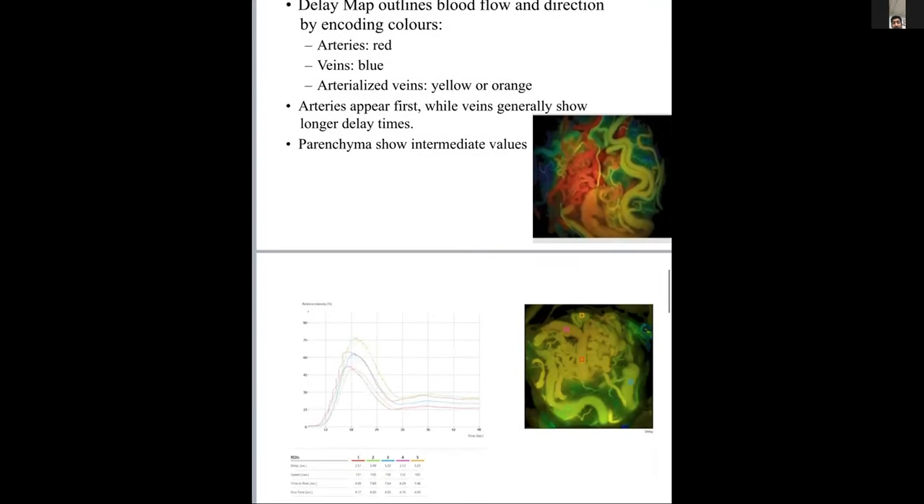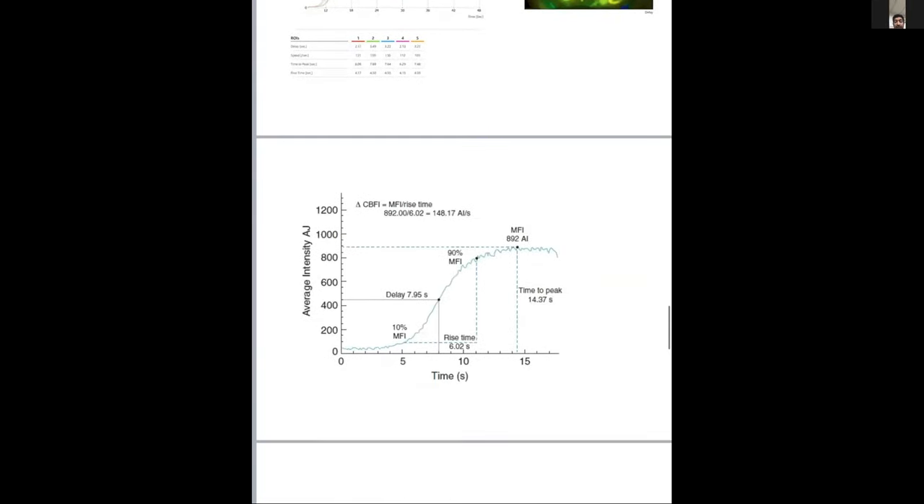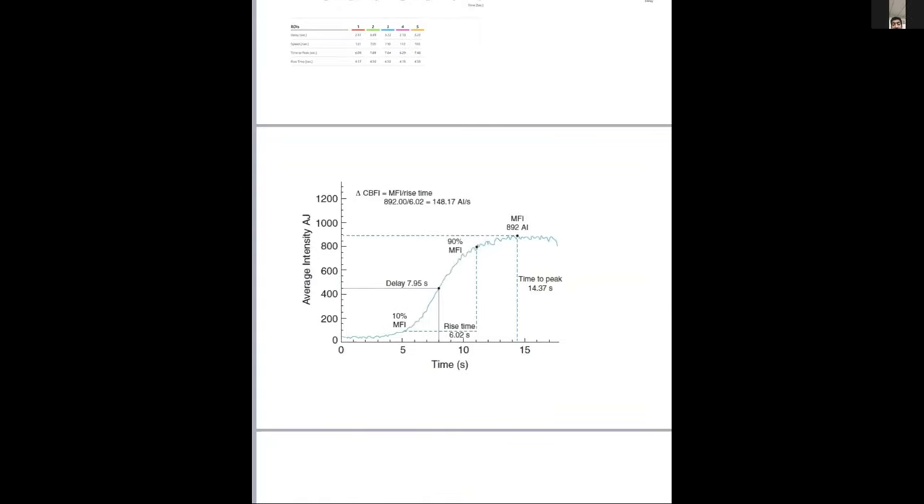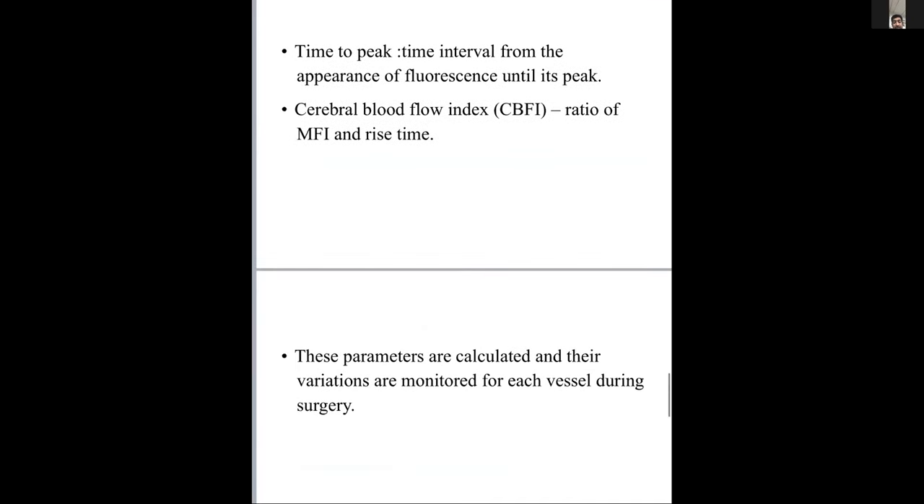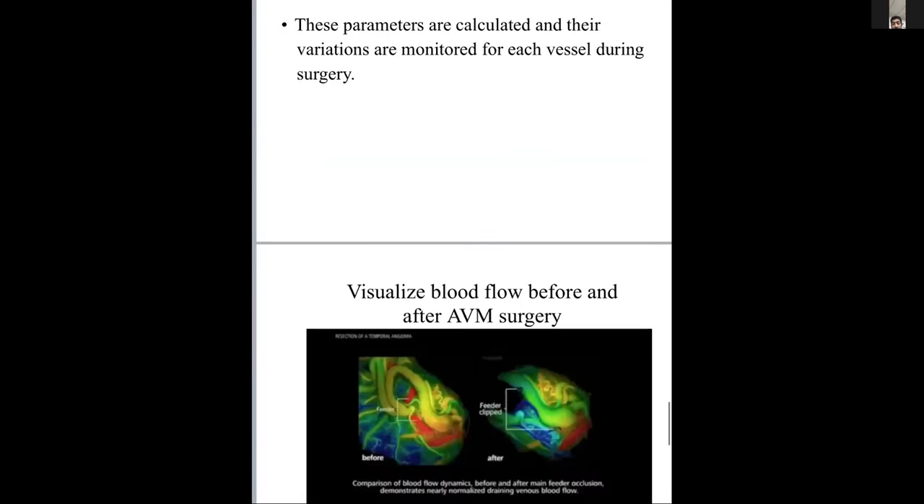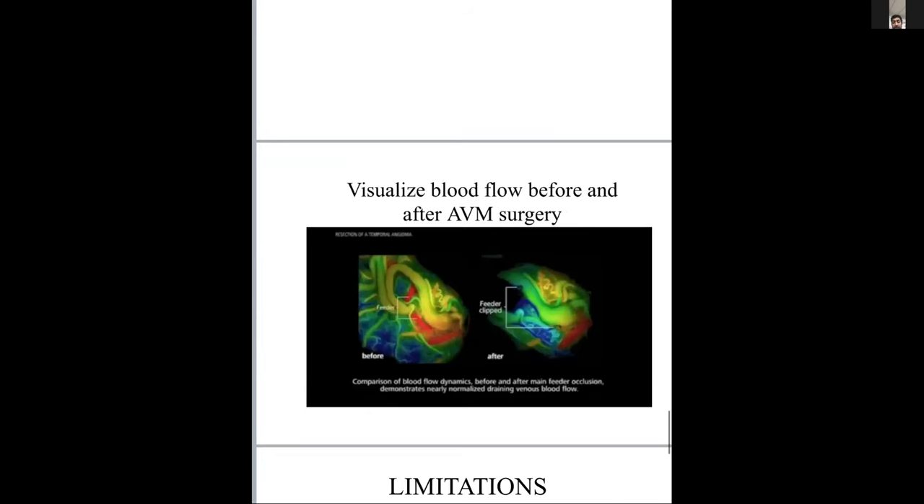This is an example of a flow intensity diagram provided by the software. In this intensity diagram, we can check a few parameters. Delay is the time interval for 0 to 50% of the fluorescent intensity. Rise time is the time interval for 0 to 90% of maximum fluorescent intensity. Time to peak is from the appearance of fluorescence until it reaches the maximum fluorescent intensity. We have to check these parameters at every stage of the surgery, and this helps in resection of AVM and understanding the flow dynamics during AVM resection.